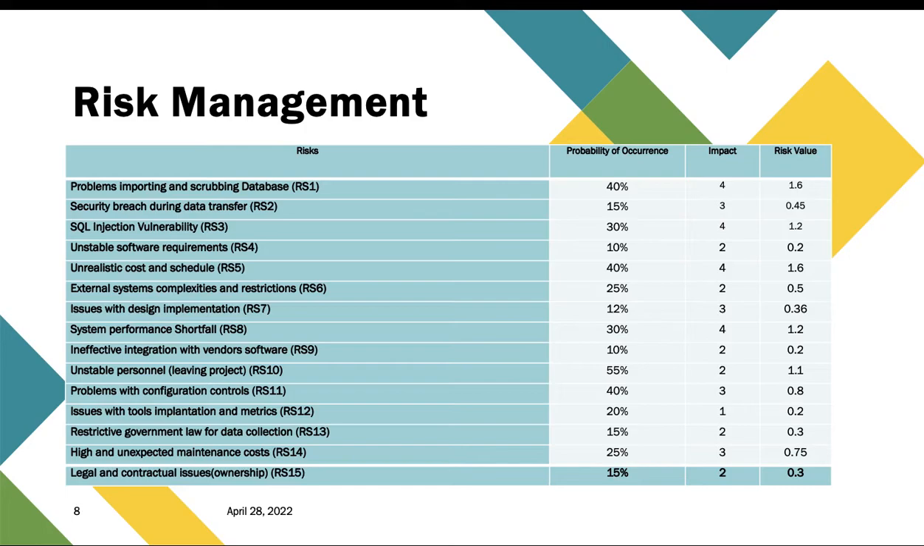Now we are at our third section, which is risk management. We first identified the major important risks that our project may encounter, for example: problems importing and spreading databases, security breach during data transfer, SQL injection vulnerability, unstable software requirements, unrealistic cost and schedules, external systems complexity and restrictions, issues with design implementation, and ineffective integration with vendor software. We defined the probability of occurrence and the impact, and we get the risk value by multiplying the probability of occurrence by the impact.